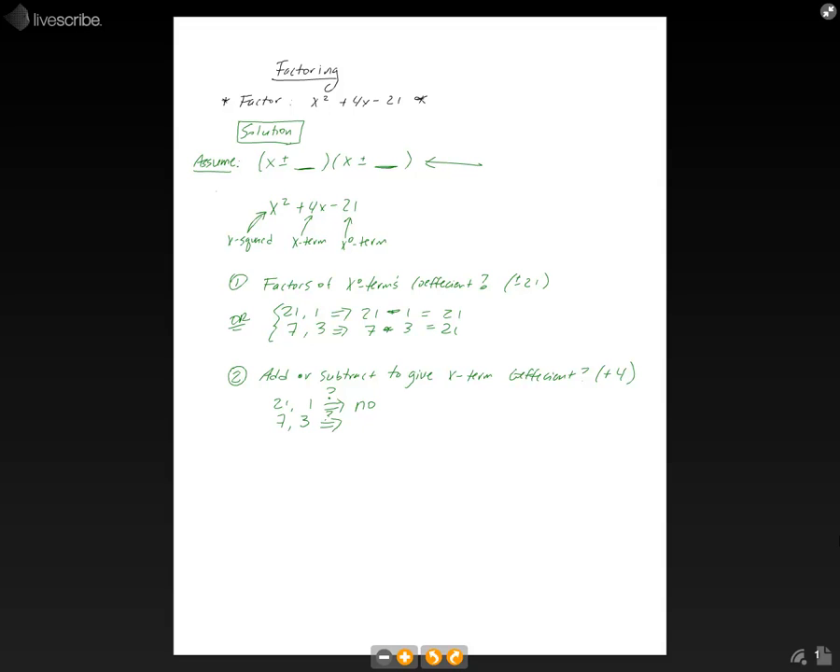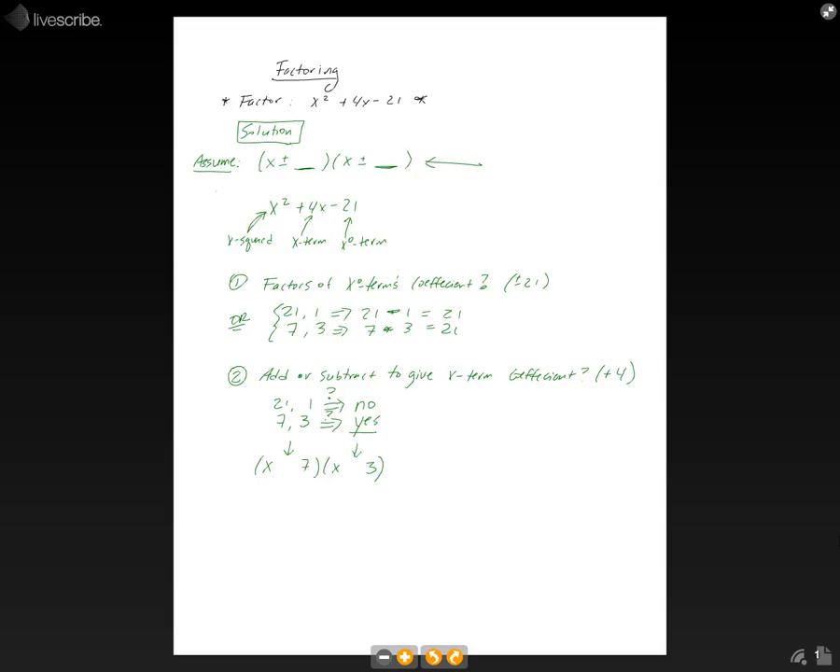What about 7 and 3? Well, 7 plus 3 is 10, but 7 minus 3 is 4, which is what we're looking for, which is good. So we know that 7 and 3 are going to be the numbers that we put in the blanks. I'm going to rewrite this. Put our 7 and our 3. The order, or which one goes in which, doesn't really matter.